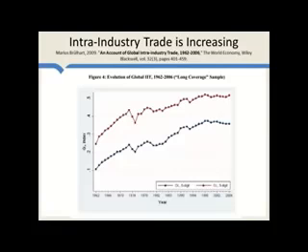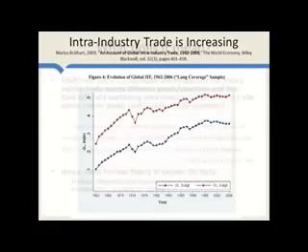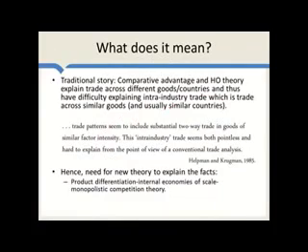Okay, these are important facts to know, but what does it all mean? I've already hinted at sort of a traditional story, which is not quite correct, but let's give the traditional story. It's that comparative advantage and Heckscher-Ohlin theory explains trade across different goods or countries, and thus has difficulty explaining intra-industry trade. So the fact of intra-industry trade was used to motivate many of the new trade models based upon increasing returns, based upon product differentiation and monopolistic competition.